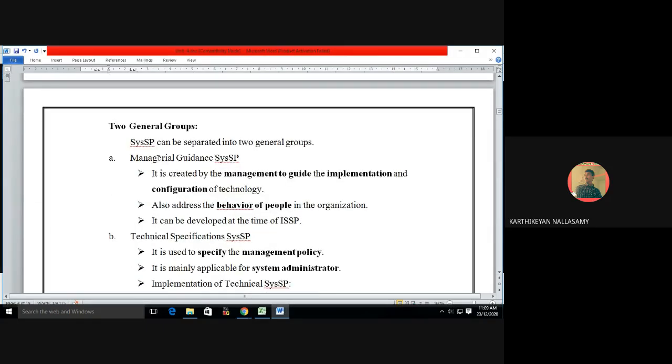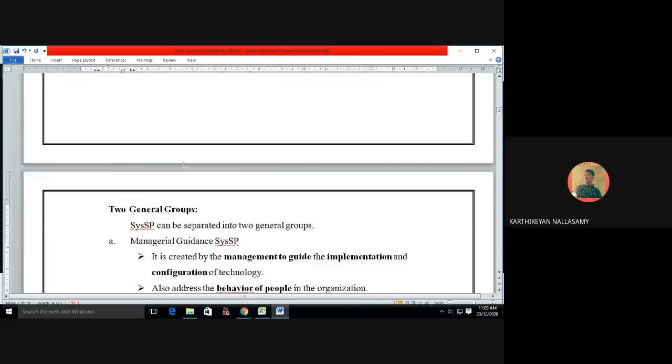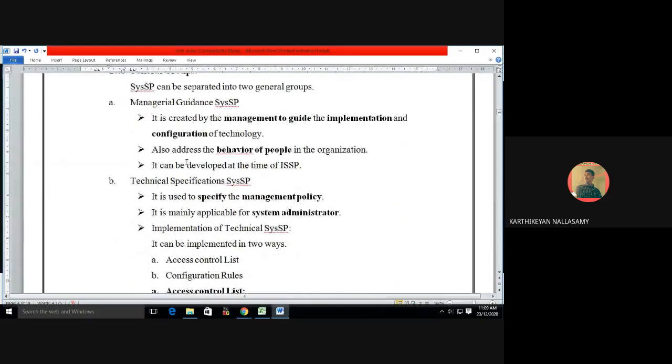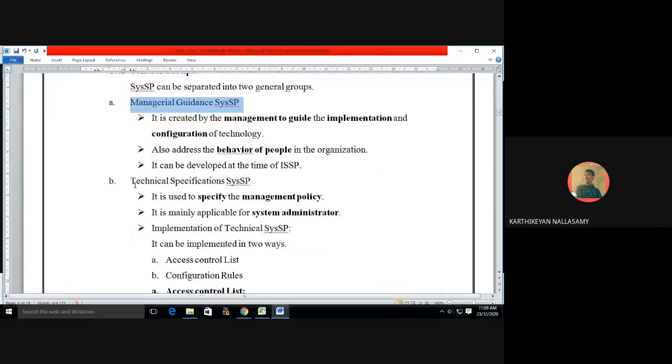First, the managerial guidance provides guidelines for management on the implementation of the technology, and it defines the behavior of the people in the organization. Normally this managerial guidance is developed at the time of the ISSP, the issue-specific security policy. The next one is the technical specification, because we are going to implement the system, so we define some technical specifications.